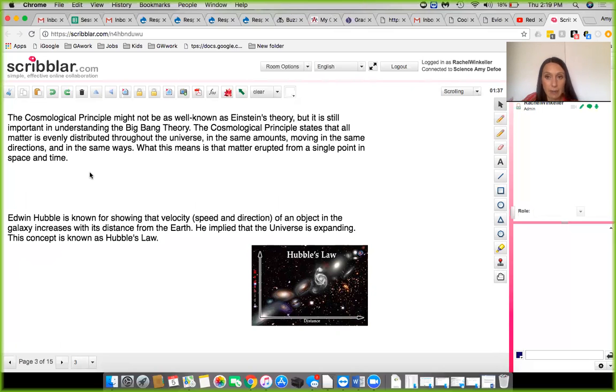And the famous scientist that helped study and theorize this is Edwin Hubble. He's known for showing us that velocity, which is the speed and direction of an object in the galaxy, increases with its distance from the Earth. So he implied that the universe is expanding. This concept is known as Hubble's law. So as we can see, speed and distance, they are moving away from each other.